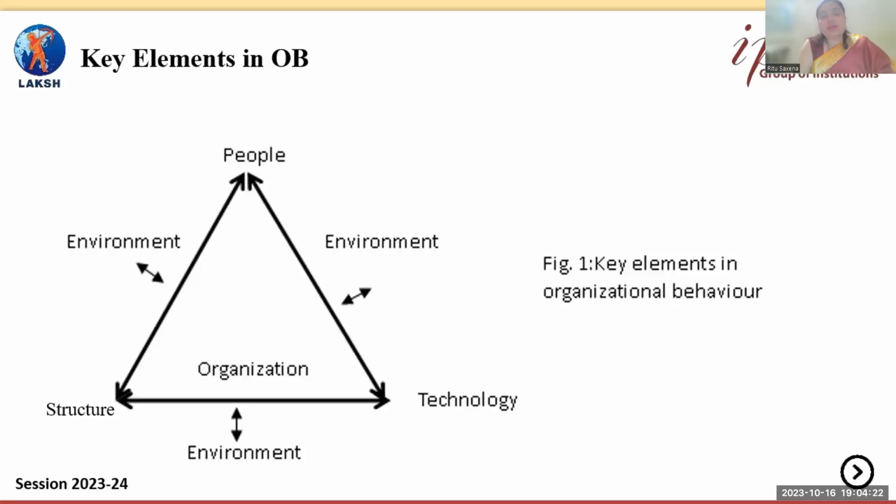Now, these are certain key elements of OB. As shown in the diagram, there are 3 major areas which we are going to focus on, that is people, technology, and structure. And the environment is going to affect the relationship of all these 3. So the organization basically has these key elements which we study, and these key elements affect each other and are affected by one another. Like people and technology are affected by the environment. Structure and technology, again, the relationship between these 2 is affected by the environment. Again, the people and structure of the organization, the relationship between these 2 is affected by the environment, and the relationship between these key elements is going to affect the environment.